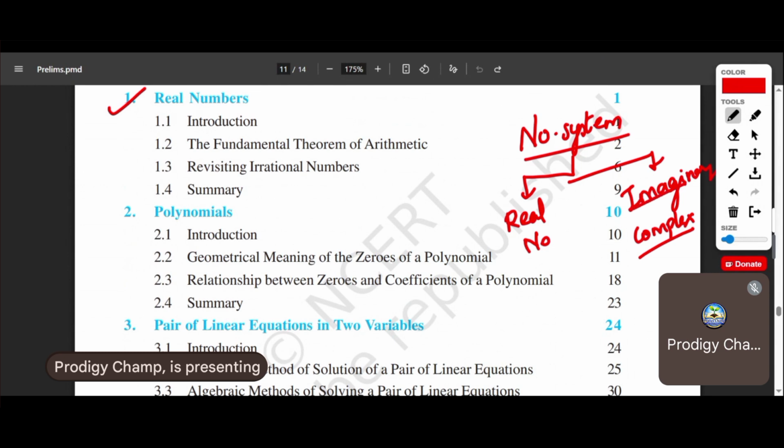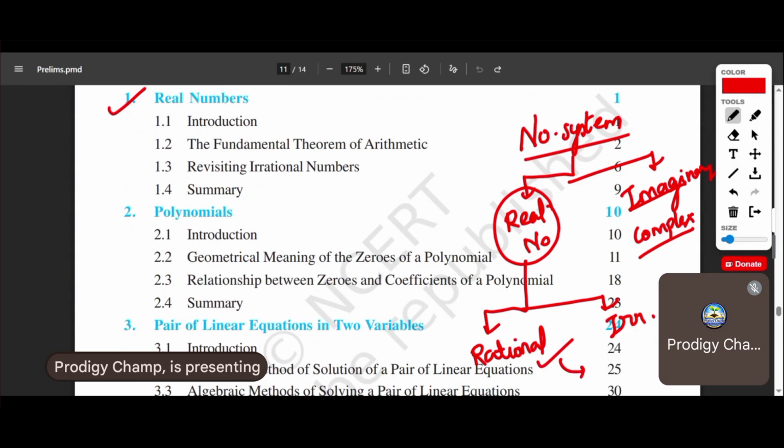Now real numbers are again classified into, as you learned in 9th standard, rational numbers and irrational numbers. Got it? So we can deal with this more deeply. Rational number means what? It is again classified into fractions and integers. Yes or no? Fractions and integers will be there inside. So, fractions with integers.